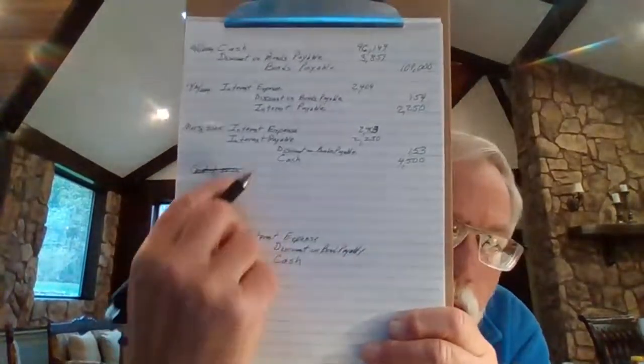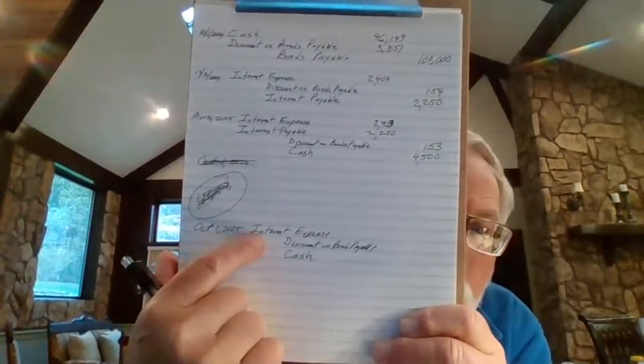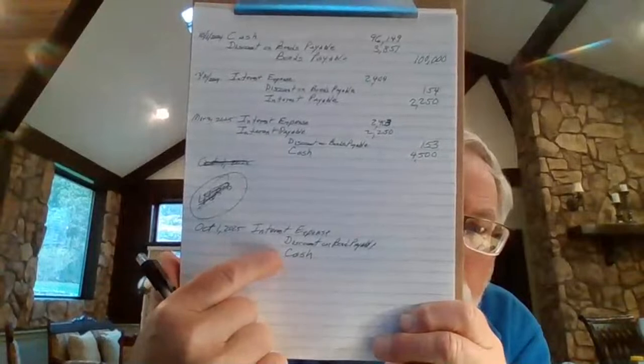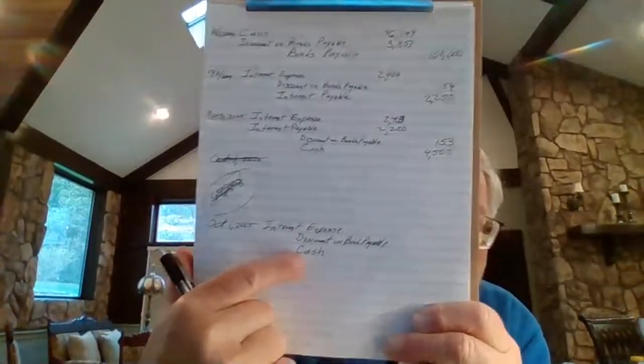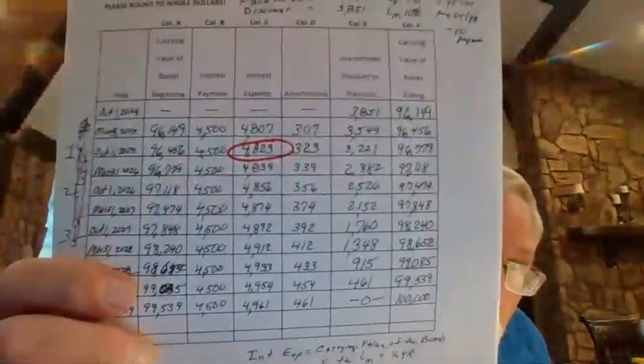Okay. So here's the entry down here. I didn't have enough room up there. So we're going to have interest expense. We're going to have a disbursement of cash. And we're going to have an amortization of discount. So the interest expense will come right off the table. Circle it in right there for that line.